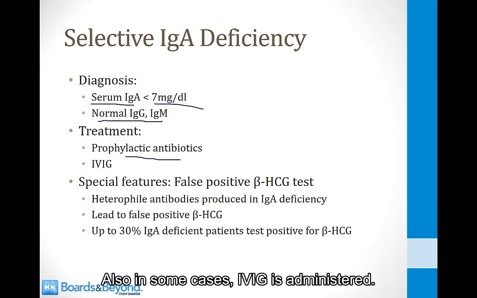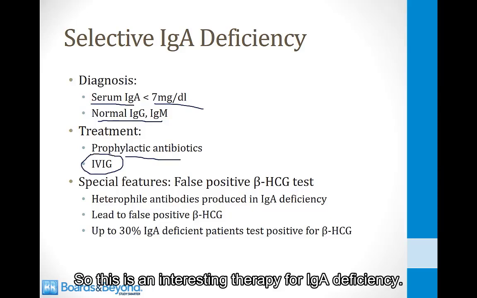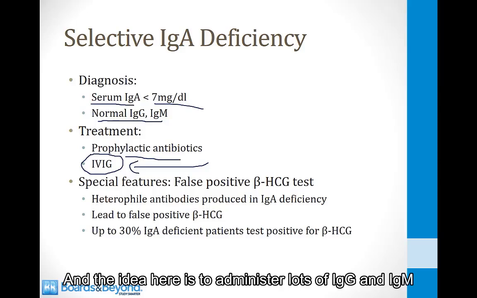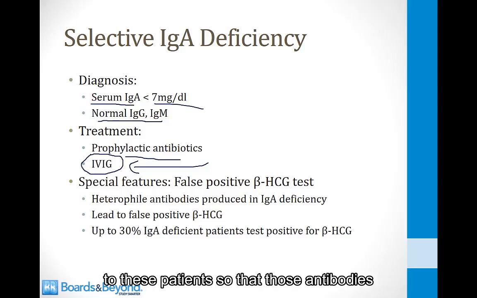Also, in some cases, IVIG is administered, so this is an interesting therapy for IgA deficiency. IVIG contains little or no IgA. It contains mostly IgG and IgM, and the idea here is to administer lots of IgG and IgM to these patients so that those antibodies take care of any infections.